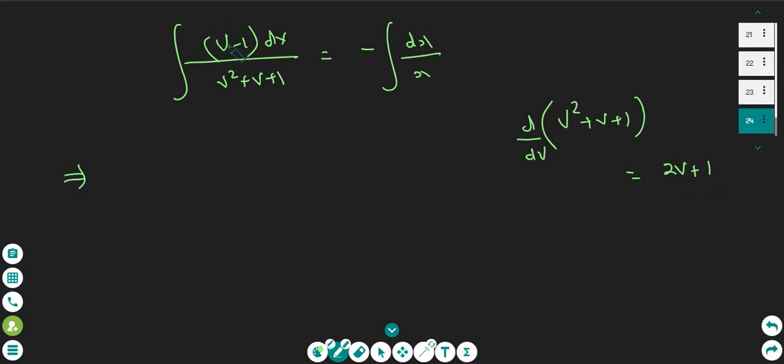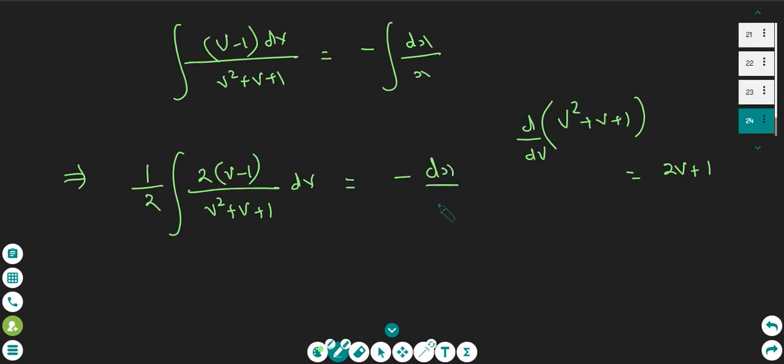First, here I have v, so I need to have 2v. So what I do first is I multiply and divide by 2, like this. Then I transfer the 2 to the inside. So I put 1 by 2 outside and multiply by 2 inside, over v squared plus v plus 1 dv. This side remains as it is; we can easily integrate it, it is nothing but log mod x.